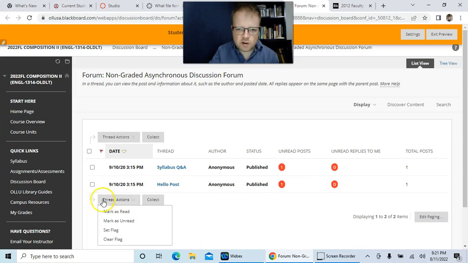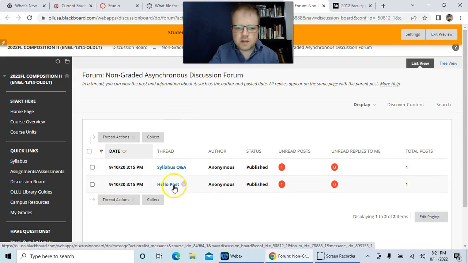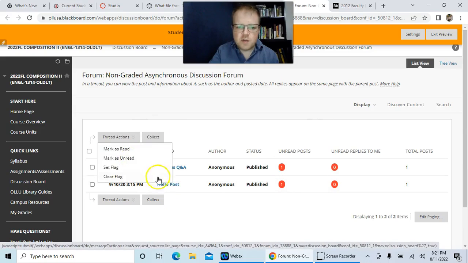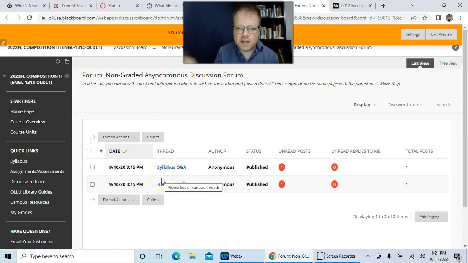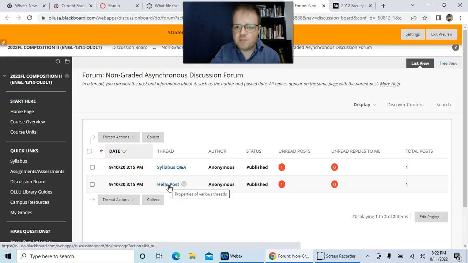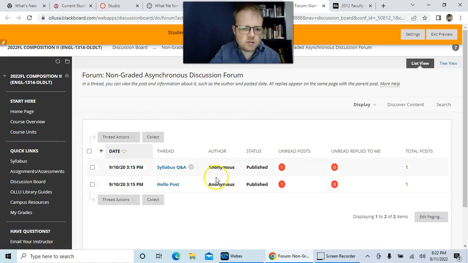If you can't figure out how to get there from there, you can also just go to where it says discussion board on the side. And so when you get here, there's a syllabus Q&A and there is a hello post. If you have any questions about the class, you'll post that here in syllabus Q&A. To introduce yourself to the rest of the class, go to the hello post and just tell us about yourself. So that's the first unit you're going to do this week.